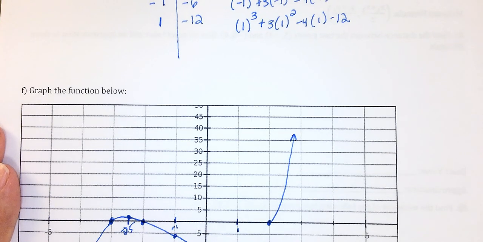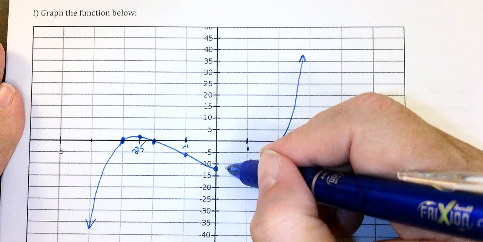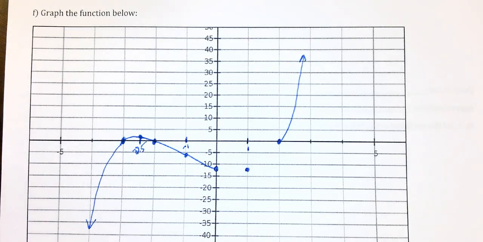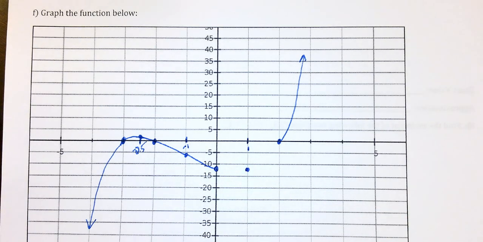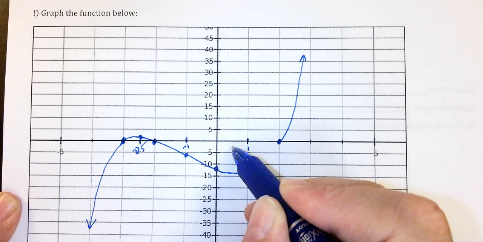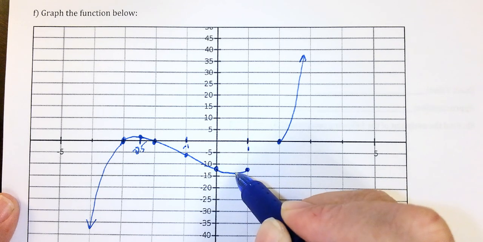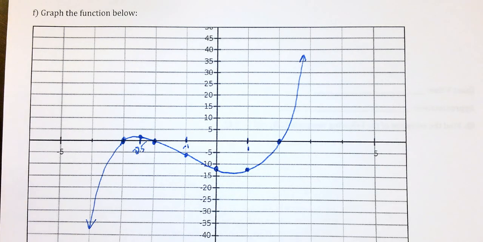But I want to make a note right here. So 1, negative 12. Notice that's the same value as the y-intercept. I don't want you to think this is going straight across. Because this is curvy, we just have to assume that this is going to go down a little bit more. Now we could certainly plug in 0.5 and get a more accurate point there, but we just want to assume that it keeps going down just a little bit more and goes back up. So that's how that works. It doesn't go straight across. It's not a line.